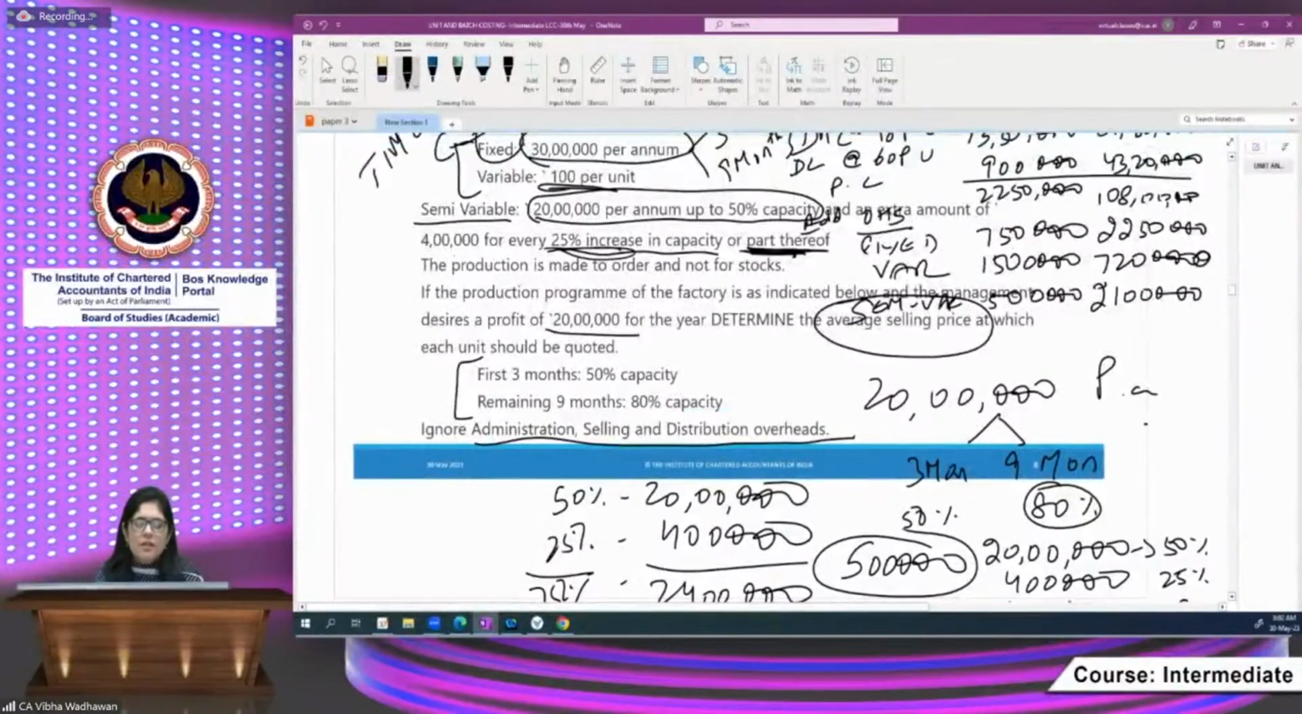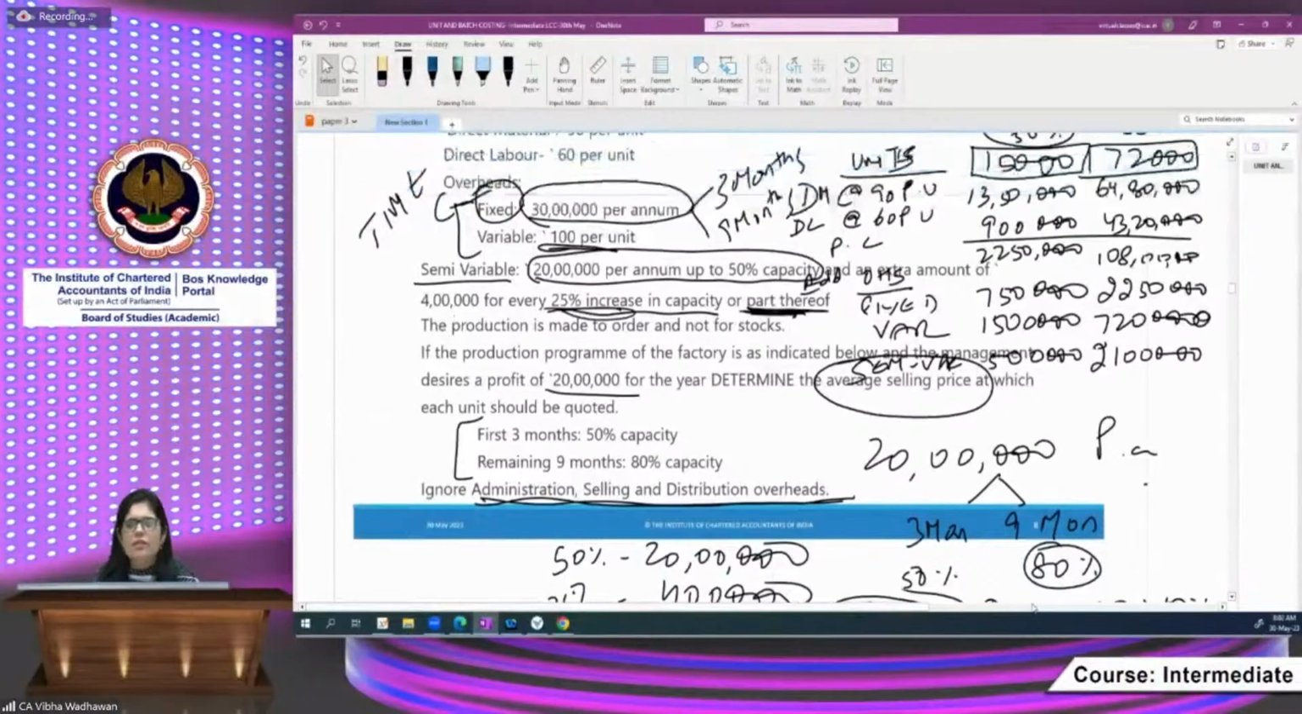Ignore administration, selling and distribution. So there is no administration, selling and distribution. They are only factory overheads, and factory overheads have 3 parameters: fixed factory, variable factory, and semi-variable factory. And again, for some students who have doubt, just showing them separately does not mean that we are not following absorption costing. Clear? We are taking all the 3 together, just a breakup. That's it. Clear? So 3 overheads we have taken.